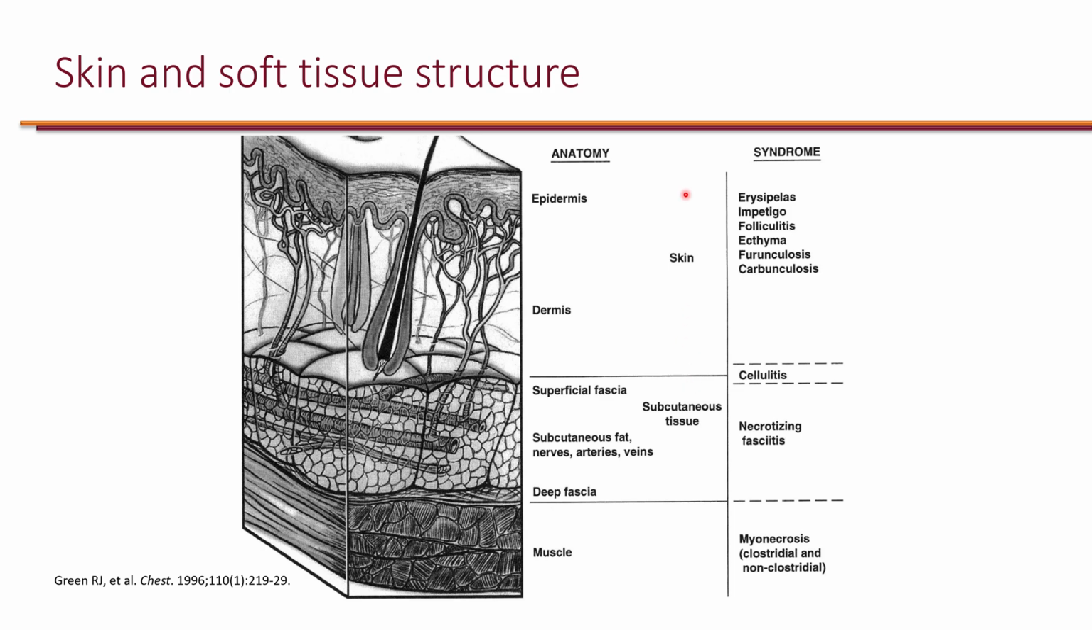It's important to consider the anatomy of skin and soft tissue structure when discussing skin and soft tissue infection. So you can essentially think of the layers here. At the very top, we have skin. Under the skin is the subcutaneous tissue, and then under that there is muscle.